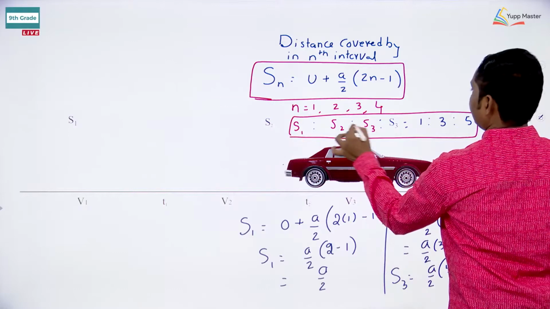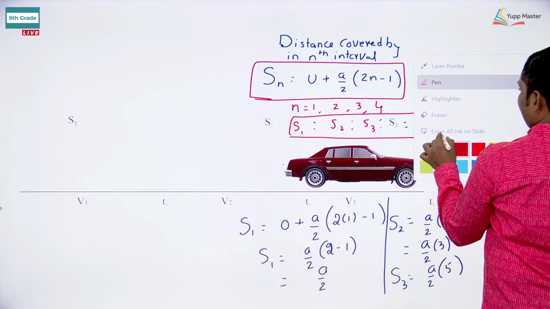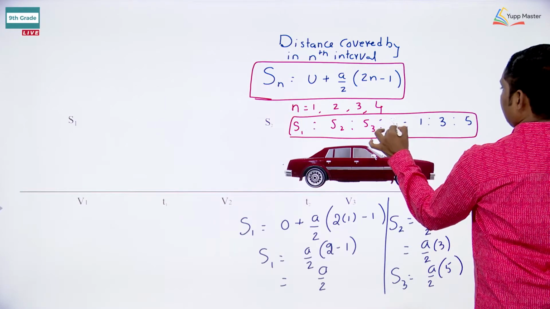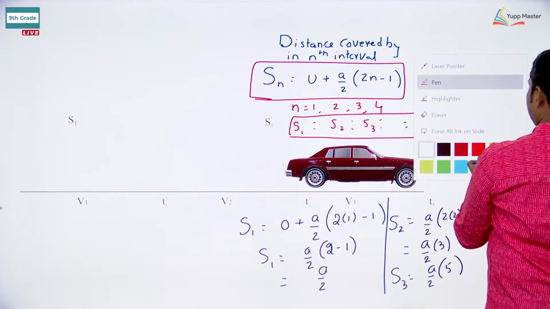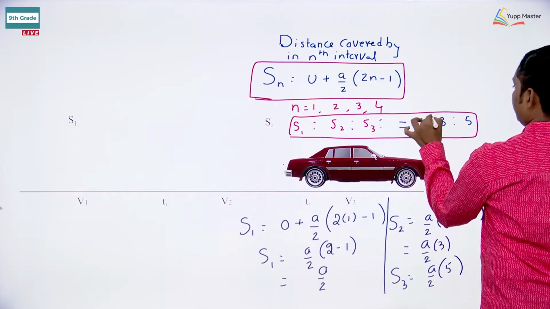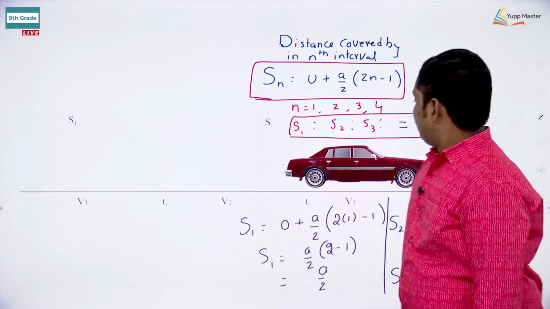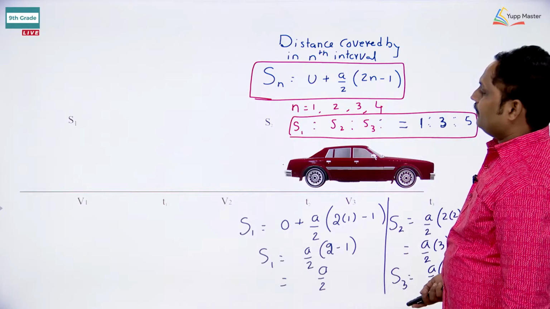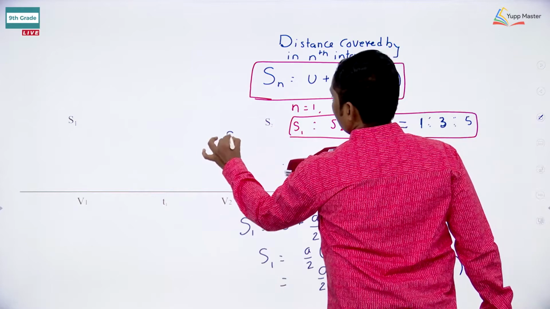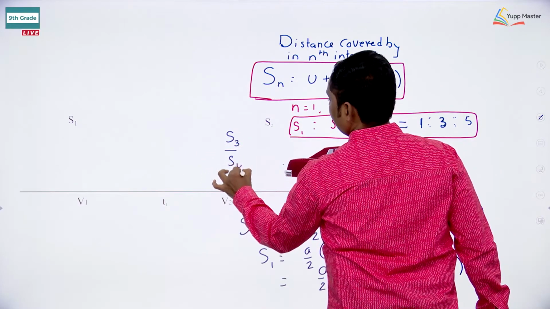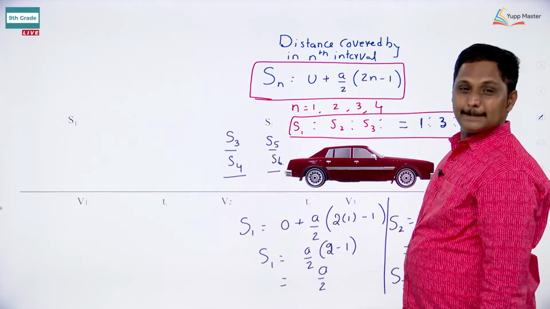This is what we are going to take, and please note it down. This is going to be 1 is to 3 is to 5. This is the basic relation. Now, you can have different model problems. You may have to find out S3 by S4, S5 by S6, or whatever it may be. Let us see that.